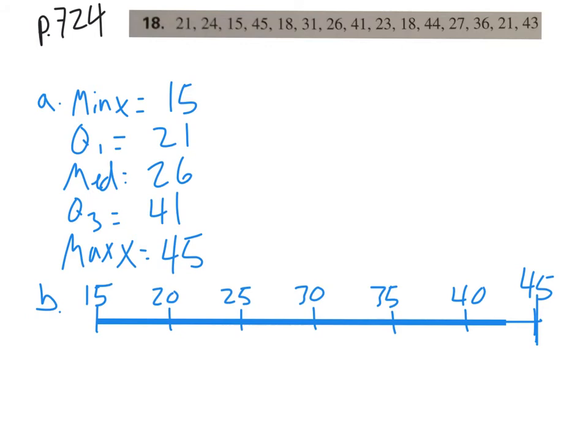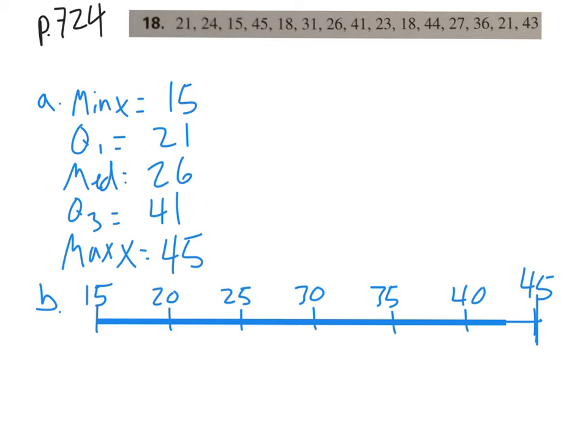Alright, so back to 724, number 18. These are our values. We needed to calculate the 5-number summary and then draw a box and whisker plot. So again, all you're going to do for the 5-number summary is throw this in the calculator and run your one variable statistics. If you do that, you should get these 5 numbers. Again, you'll just arrow down and they'll literally just be written for you. So our minimum value is 15, maximum value is 45, our median is 26, and then the median of the first half, the first quartile, is 21, the median of the second half, the third quartile, is 41.